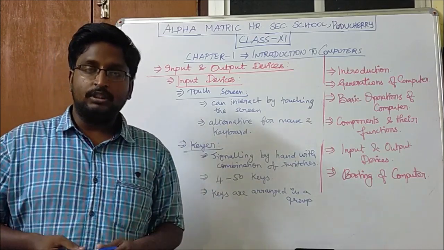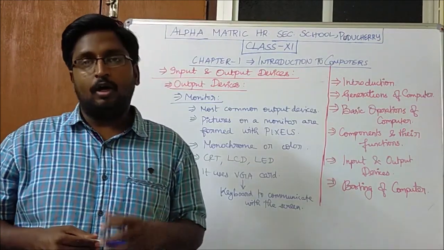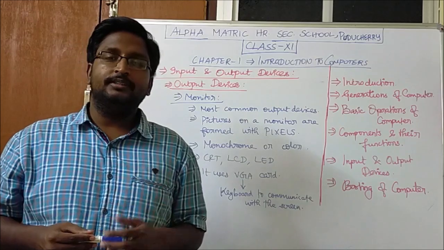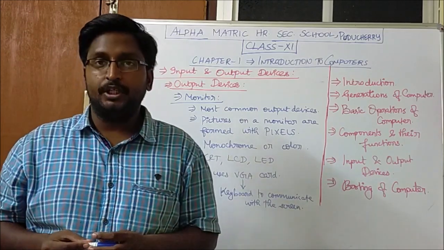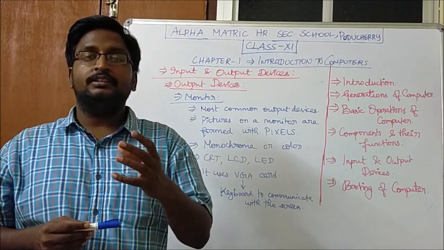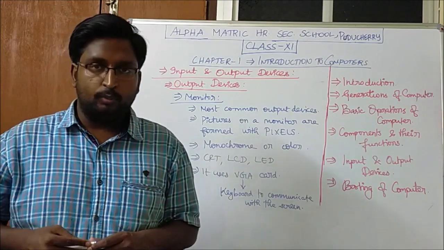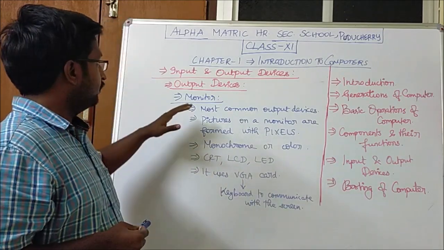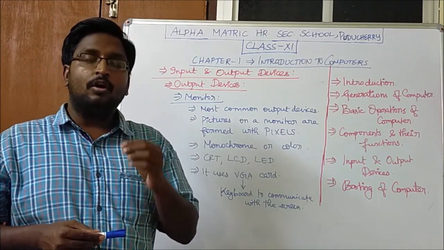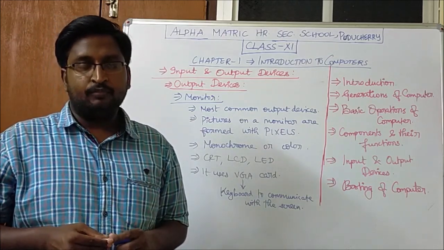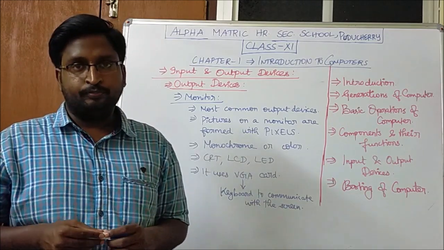So this is all about the input devices. Next we are going to see about the output devices. An output device is a hardware component which conveys the processed information to the user in an understandable form. This is the main function of the output device. The first output device we are going to see is the monitor. The monitor is the most common output device which helps the user to view the output in an understandable form.